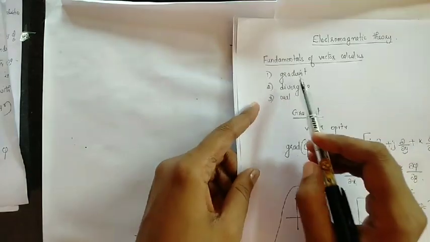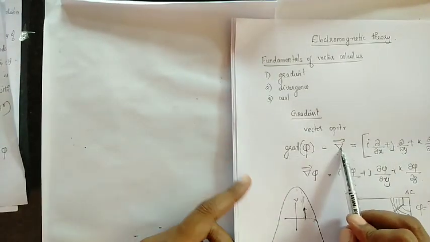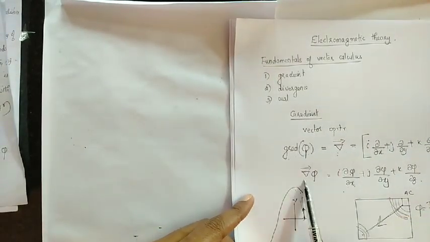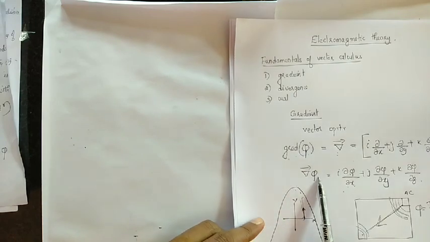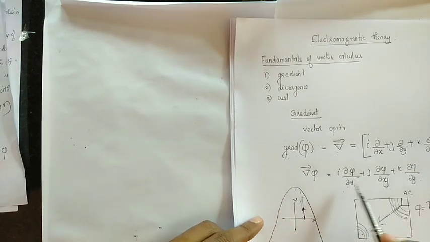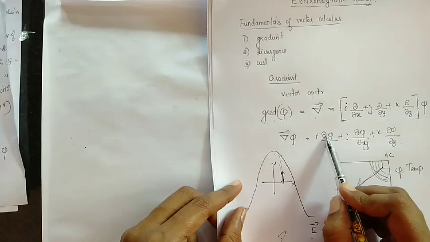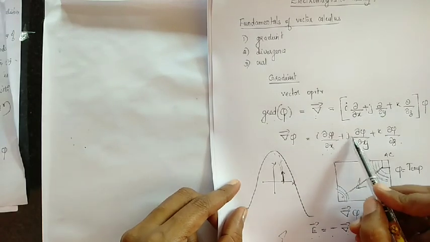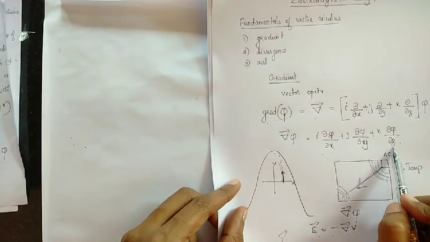So gradient means the del operator acting on a scalar function, and after taking the gradient you will get a vector quantity, which will be i into dou phi by dou x plus j into dou phi by dou y plus k into dou phi by dou z.